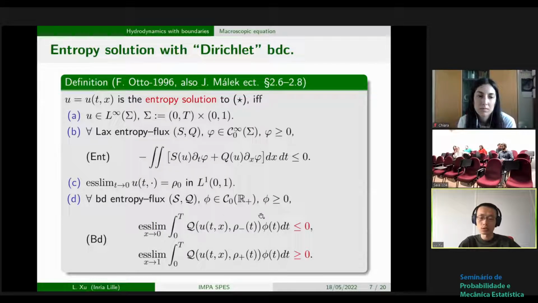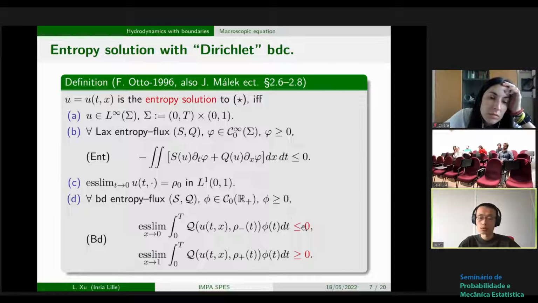so that this is minus for all boundary entropy flux. And the inverse sign happens at the right side, so at 1. So these are the original definition of the boundary condition using the boundary entropy. It's made by Bardos, LeRoux and Nédélec.